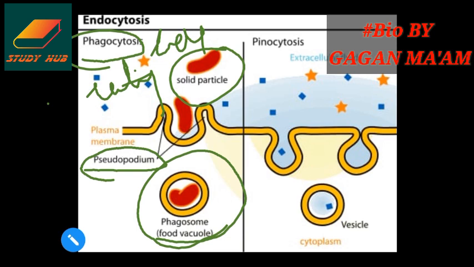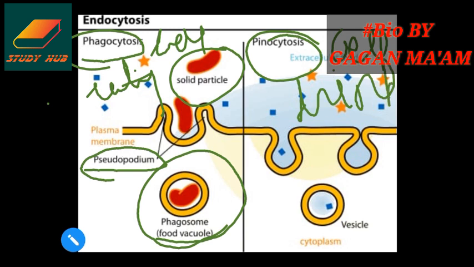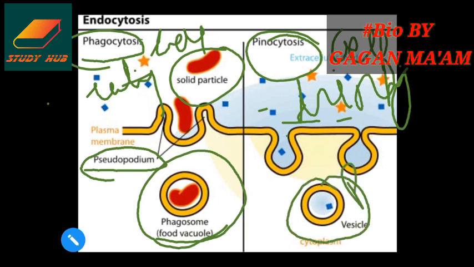Okay, now next is pinocytosis. It is also known as cell drinking. Here there is ingestion of liquid material. As you can see, here is the liquid material present. Ingestion of this liquid material by the plasma lemma or plasma membrane in the form of vesicles or bag-like structures. This vesicle is known as pinosome. This is termed as pinocytosis.